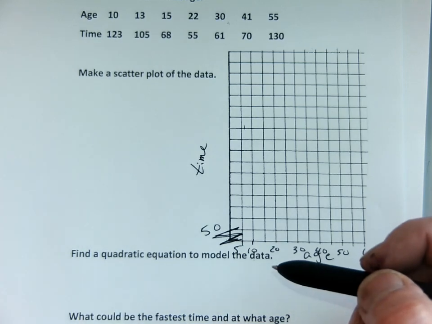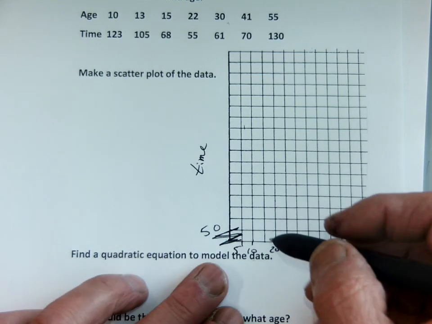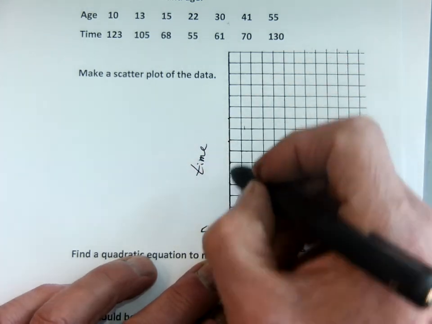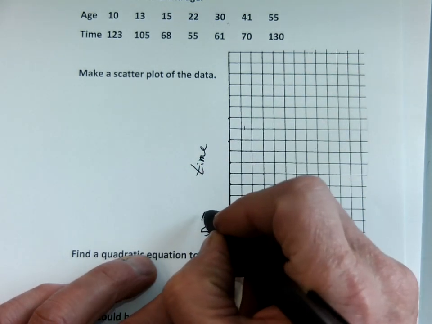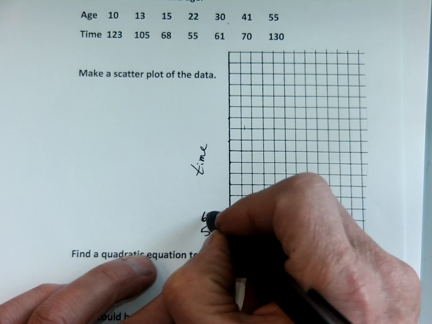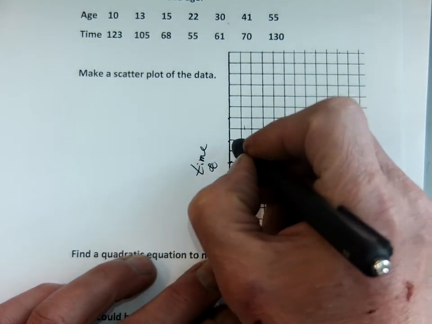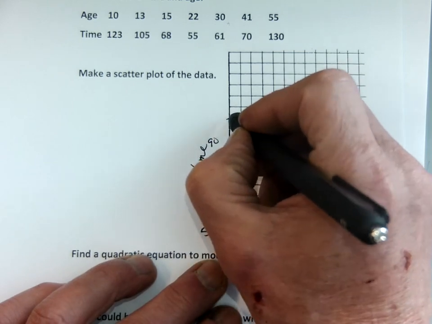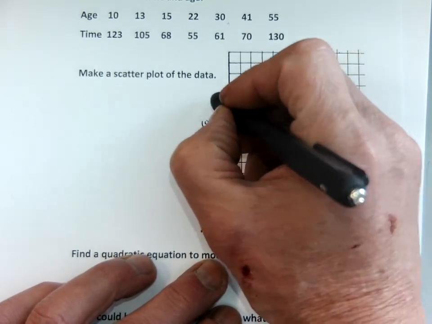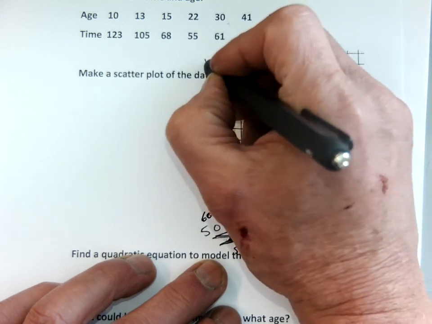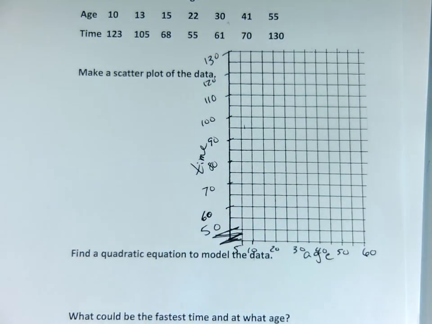Now I need to get up to 130. Let's see, 60, 70, 80, 90, 100 seconds, 110, 120, 130. Yeah, that'll fit. And I'm just going to do a scatter plot, dot to dot, just plain old dot to dot.